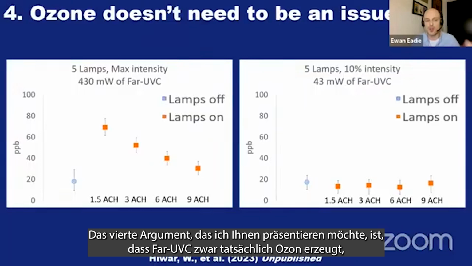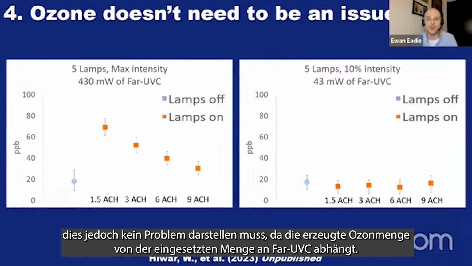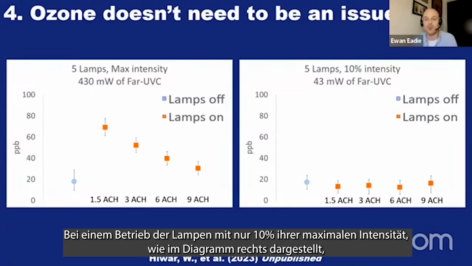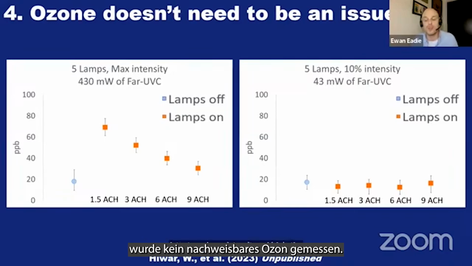The fourth piece of evidence that I want to present is that Far-UVC does produce ozone, but that ozone doesn't need to be an issue, because the amount of ozone produced depends on the amount of Far-UVC that's being used. If the lamps were just operating at 10% of their maximum intensity, which is the graph on the right here, then there was no detectable ozone measured at all.